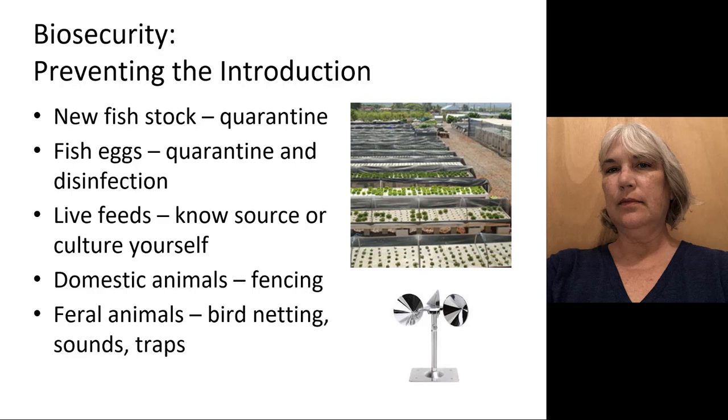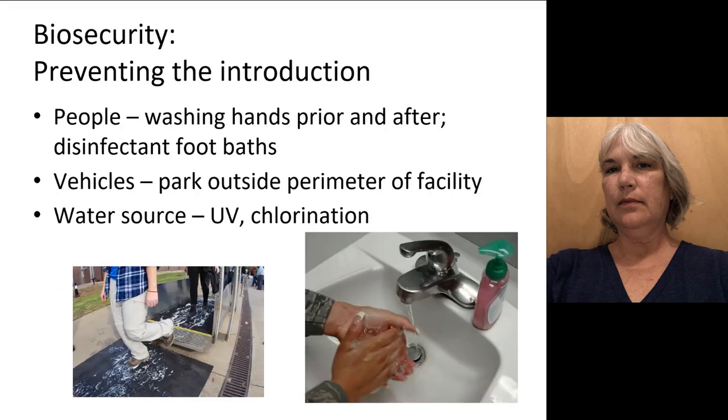Try to keep your domestic animals away from your aquaponic systems at all costs. And this is kind of difficult, especially with feral animals. You have to have some fencing, bird netting, maybe some sounds, maybe silver streamers to prevent the birds from coming into your system. Ask visitors to wash their hands prior and after. Maybe have some disinfectant foot baths before they enter your facility. Ask the vehicles to park outside your facility.